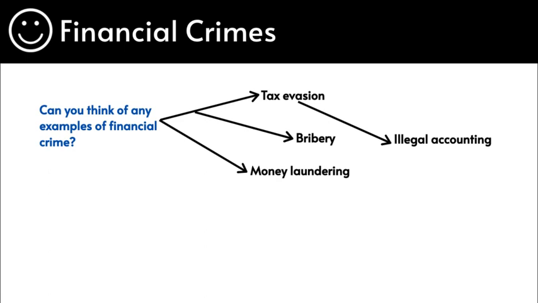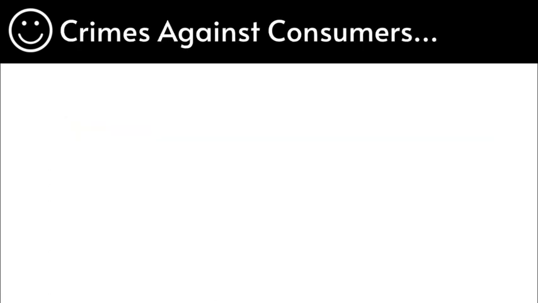So for financial crime, all you need to know is that it is a type of corporate crime that exists, and the examples of different financial crime include these. So write down these, and then we will go on to look at the next type of crime. So let's have a look at the next type. Crimes against the consumer. So what crimes against the consumer can you think of?